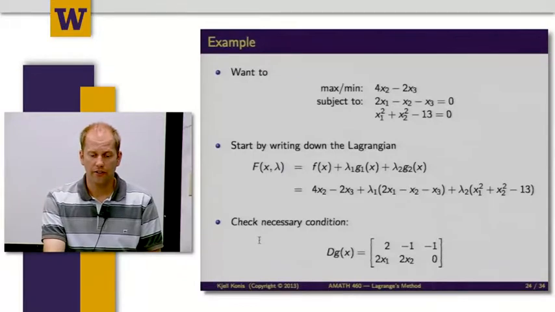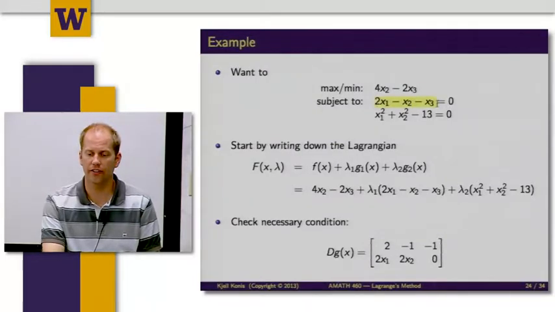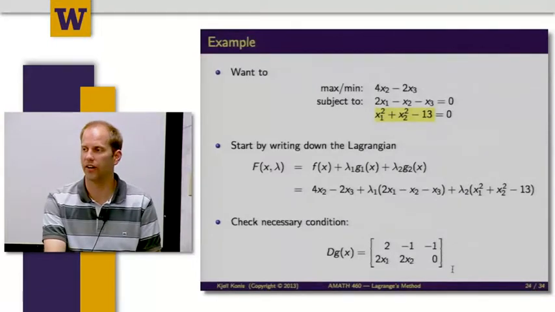And then I need to also check my necessary condition. So if I look at the gradient of the first constraint, it is going to be 2, minus 1, minus 1. And the gradient of the second constraint is going to be 2x1, 2x2, and 0.